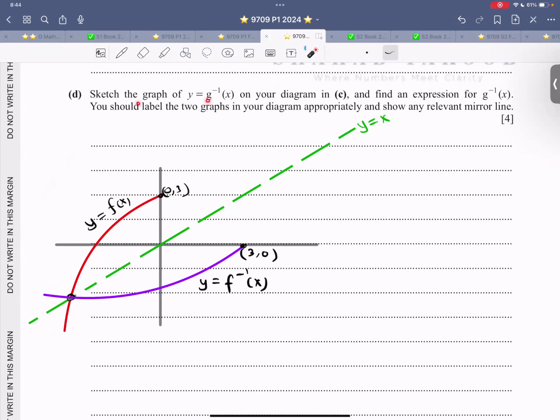Sketch the graph g inverse. Find an expression for g inverse. You should label two graphs on your diagram. Show any relevant mirror line. So y equals x. Even right over here, that is the mirror line.